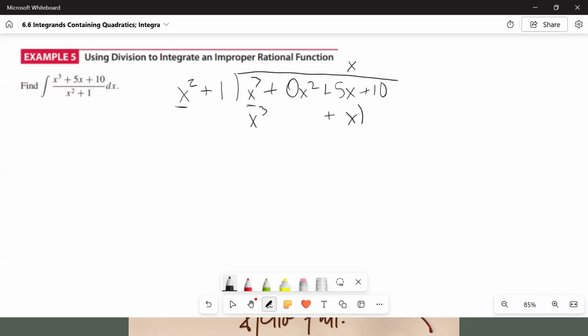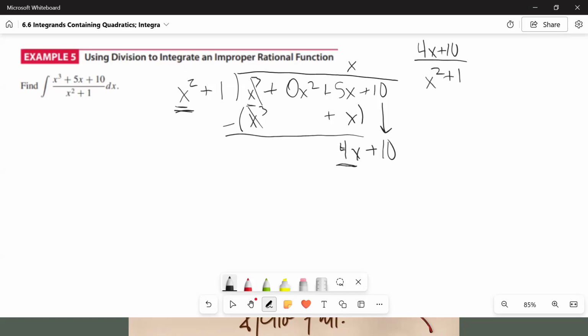Now, notice how I'm lining up my columns with my terms. You subtract the x cubes, cancel, and then you have 5x minus x, which gives you 4x plus 10. Bring the 10 down. And now the degree of what's left is less than the degree of what I'm trying to divide by. So I would just write 4x plus 10 over x squared plus 1.